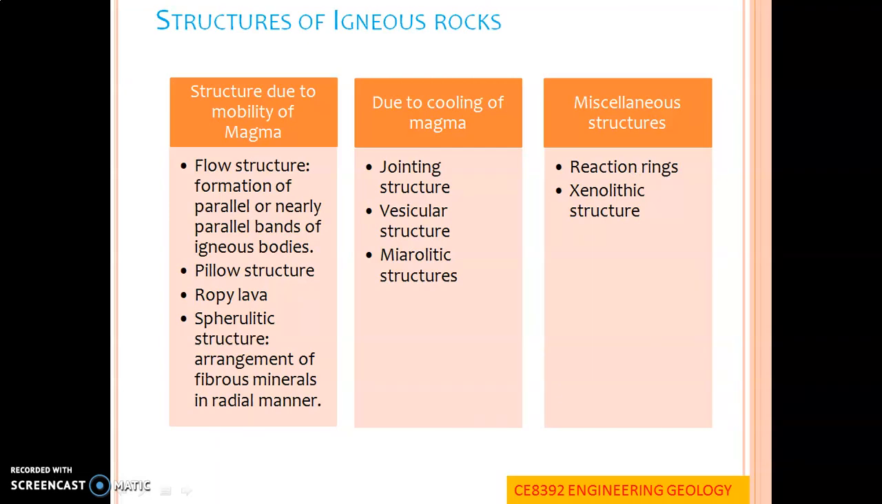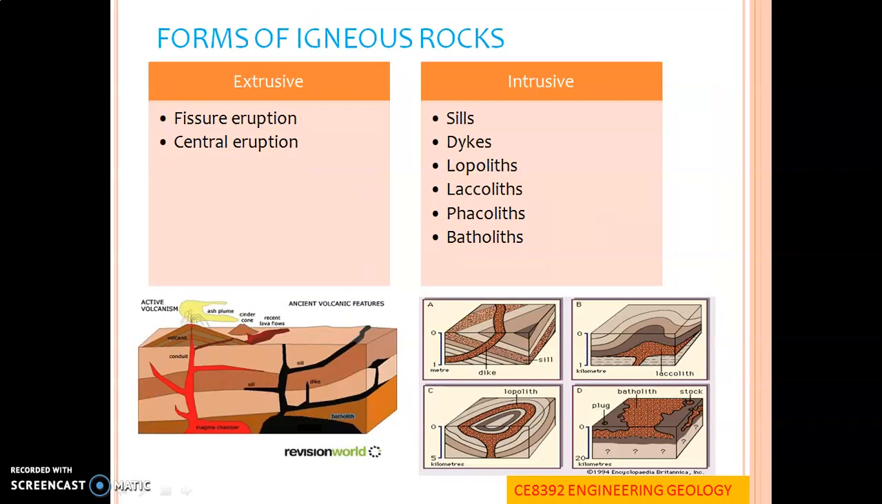Various structures of igneous rocks. Structures due to mobility of magma. The various structures formed are flow structure, pillow structure, ropy lava, and spherulitic structure. Due to cooling of magma, the various structures seen in igneous rocks are jointing structure, vesicular structure, and amygdaloidal structure, and some miscellaneous structures are reaction rings and xenolithic structure.